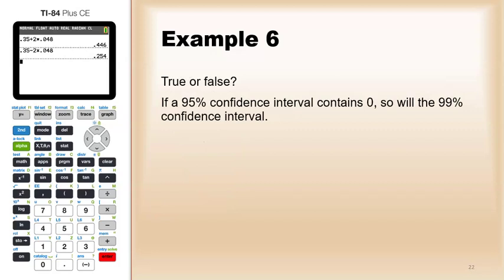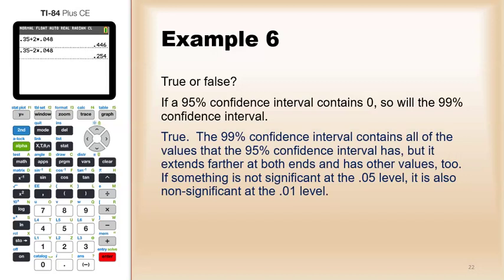All right, true or false? If a 95% confidence interval contains 0, so will the 99% confidence interval. Well, recall that if you want to be 99% confident, you need to be wider than the 95%. You need a larger net. And in fact, if 95% contains 0, 99% would, because 99% will cover everything that 95% covers, plus some. So if a 95% confidence interval contains 0, so will the 99% confidence interval. That's true.